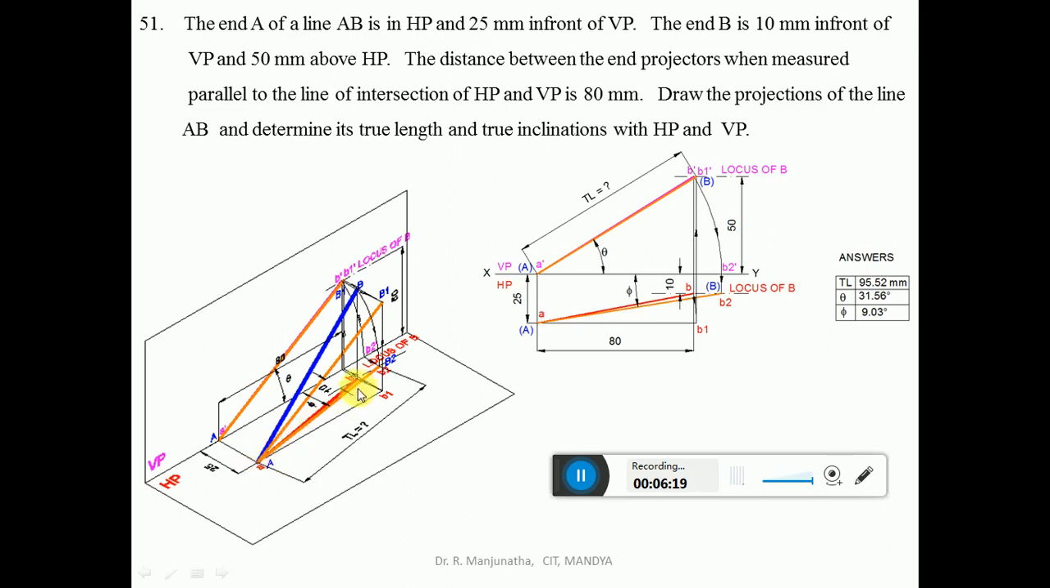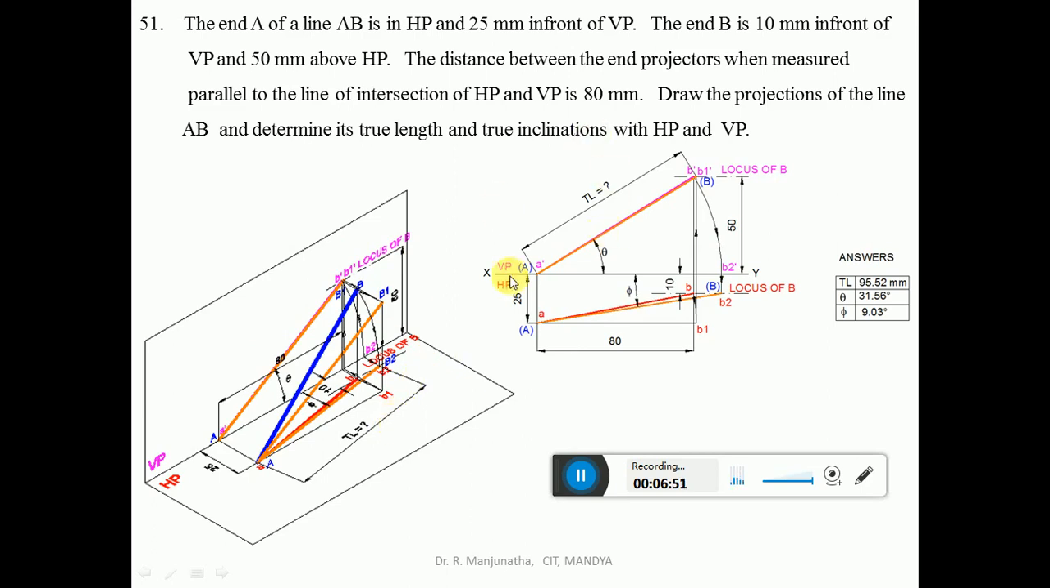So we got AB2. Join AB2 a little bit darker than the projector line. Since this line is parallel to HP, we mark this as A and capital B2. So this is how we are able to get the true length with respect to HP, and the inclination made by this with respect to VP is called phi. So determine that particular angle. This is how we are able to analyze in three dimensions.